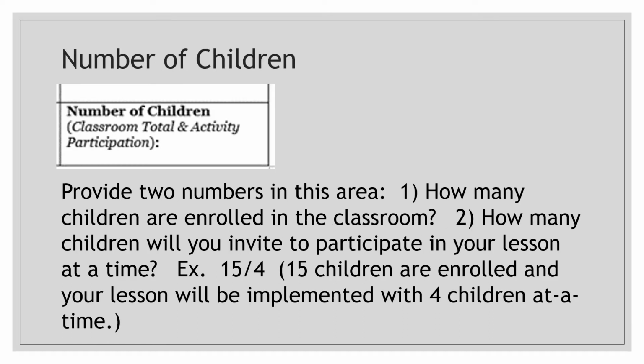The number of children. Provide 2 numbers in this area. One number is how many children are enrolled in the classroom, and how many children will you invite to participate in your lesson at a time. For example, 15 is the number of children in the classroom, slash 4. 15 children are enrolled in your classroom, and 4 children at a time can come and participate in your activity at a time.